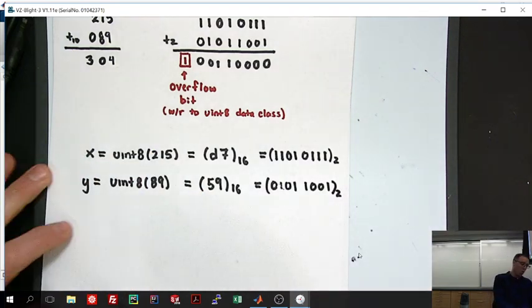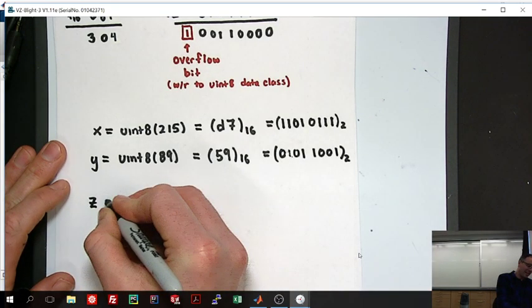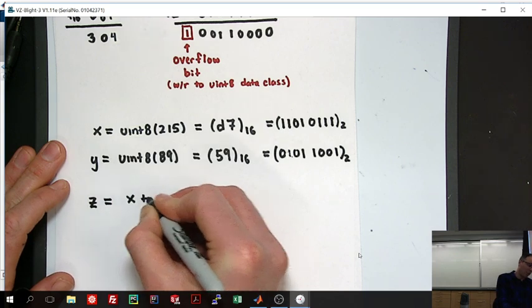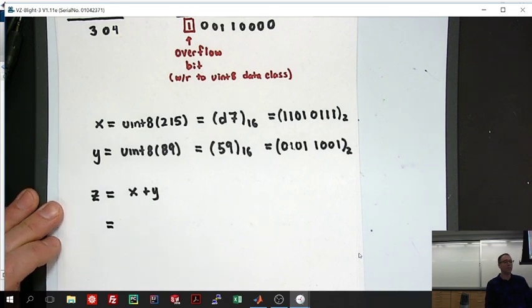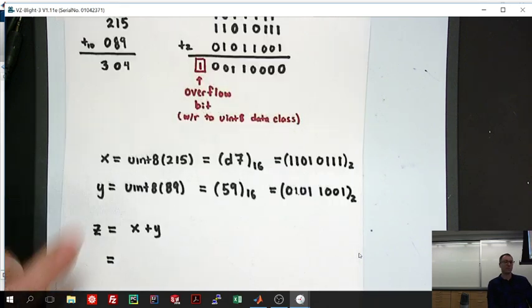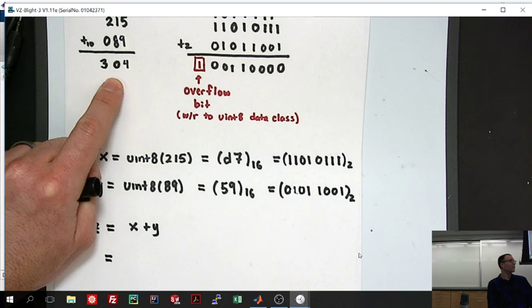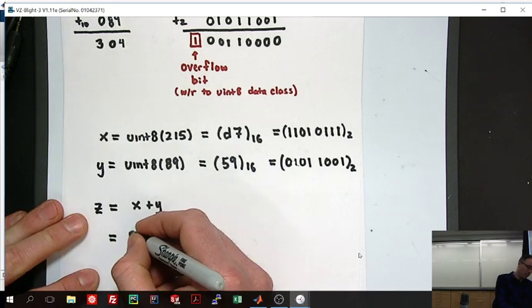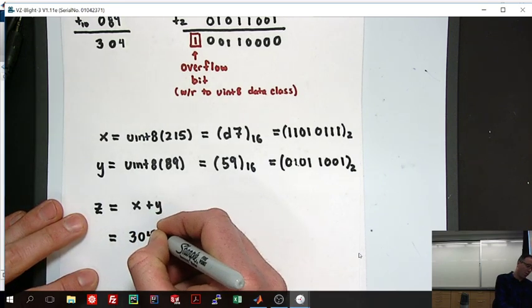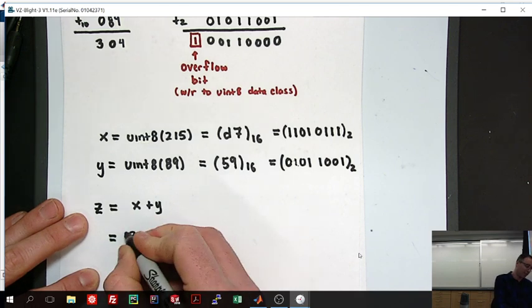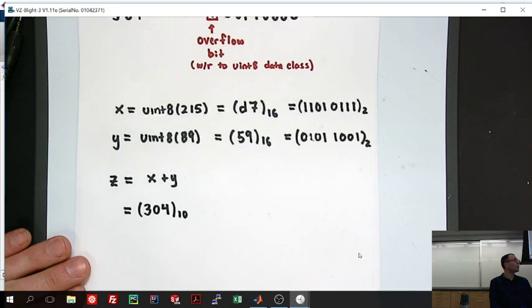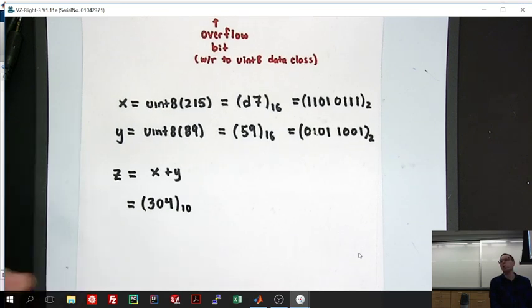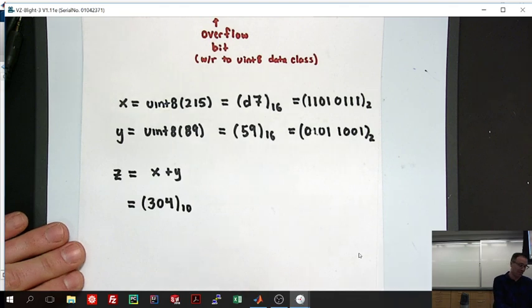Okay. If I were to set z equal to x plus y, and we were in a world that made sense, what should x plus y produce? 304, right? So for sure, if we were in a world that made sense, if this was a mathematical addition, this should be 304, no questions asked, right? And then the question was, well, what is 304 in terms of a binary representation?